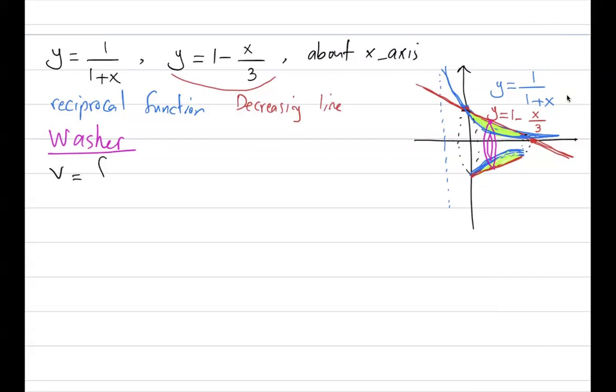The volume is the definite integral of pi times the larger radius, which is (1 minus x) divided by 3, to the second, minus pi times the smaller radius, which is 1 over 1 plus x, to the second, then dx.